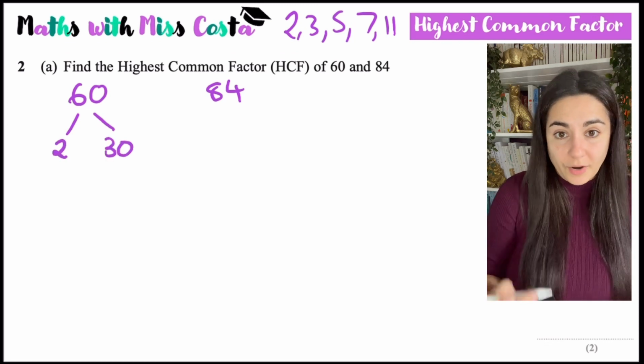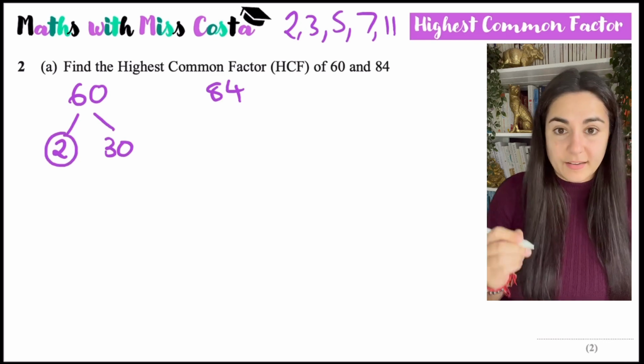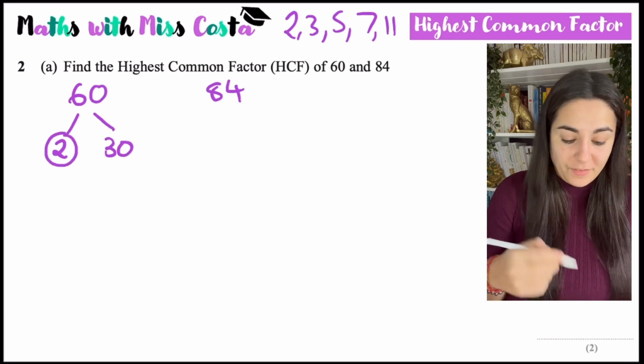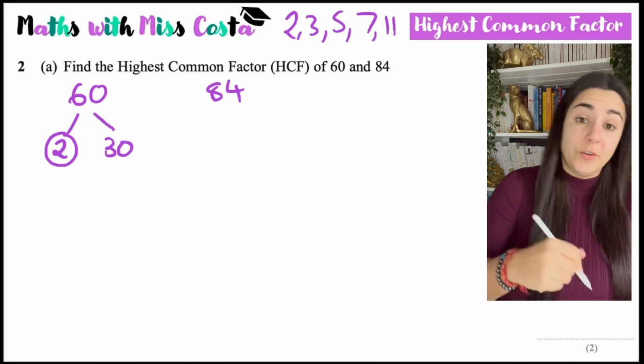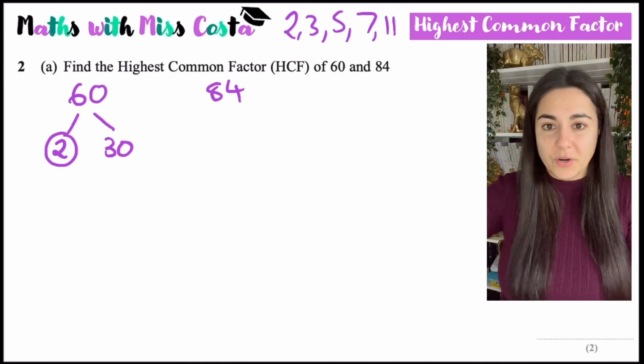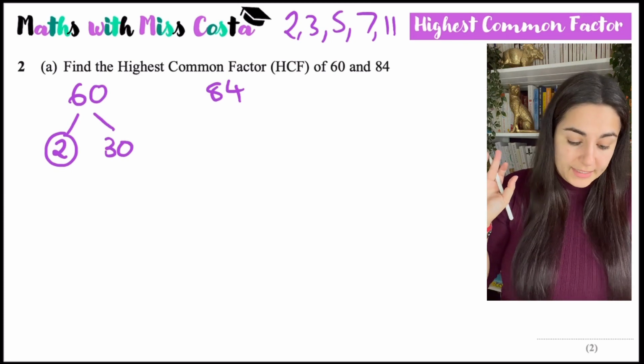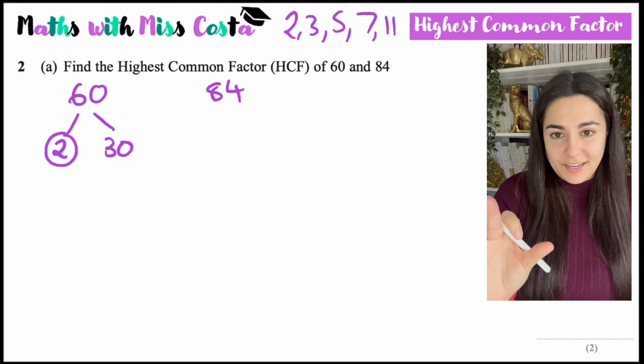Now, when I reach a prime number, I circle it. That tree branch is extinguished, because if I then found the factors of 2, I'd get 2 and 1, and then I'd have 2 and 1 again, and for 1 I'd be getting 1 and 1. So that's it, that's done. So once you reach a prime number, you've finished.